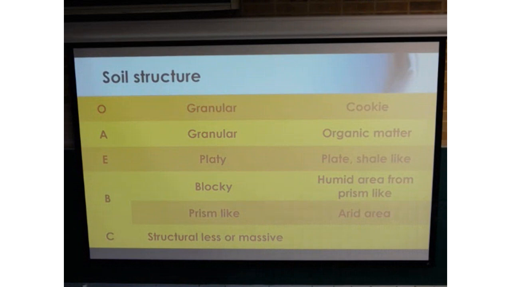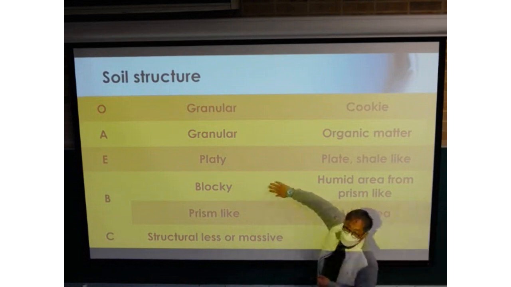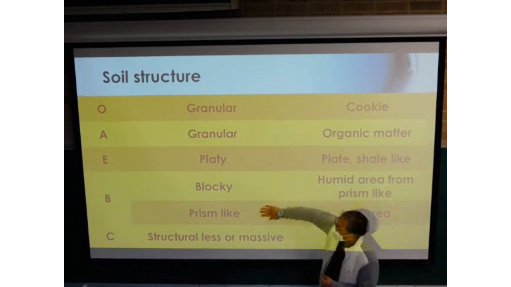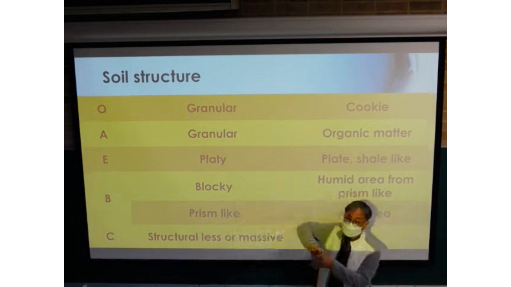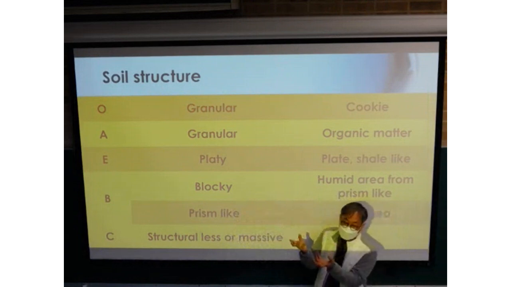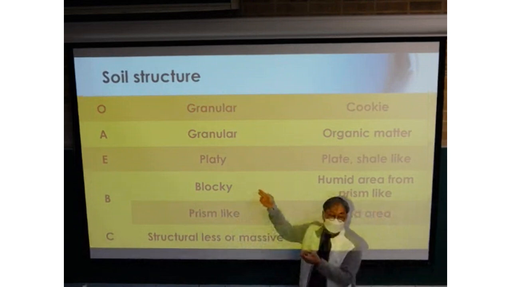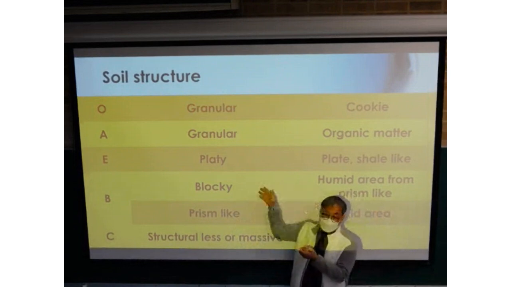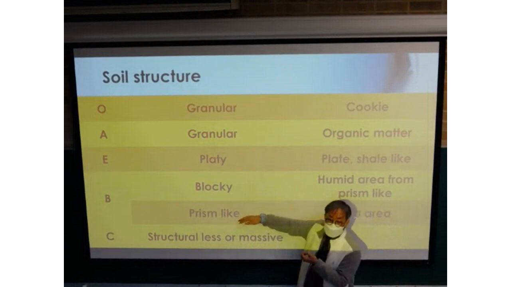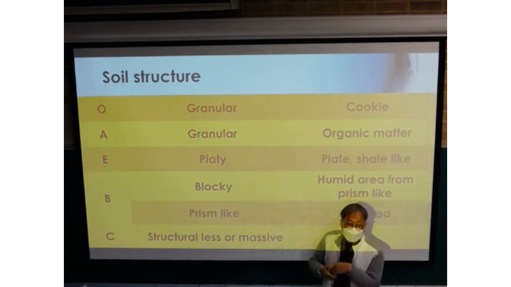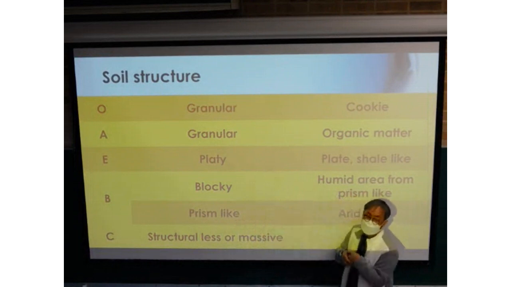Commonly, blocky types are in the upper B horizon, and prism-like is in the lower B horizon. Because prism-like is a rectangular shape, and when the rectangular shape breaks down it forms the blocky. That's why blocky is commonly in the upper B horizon, and prismatic or prism-like is in the lower B horizon. However, blocky type can be found in the wetland, and prismatic in the dryland.